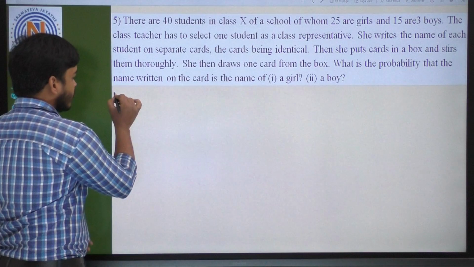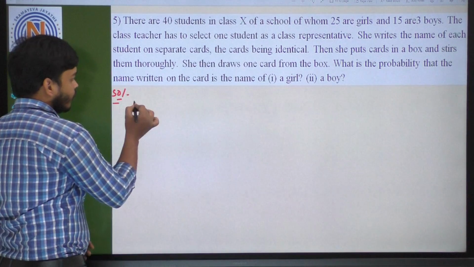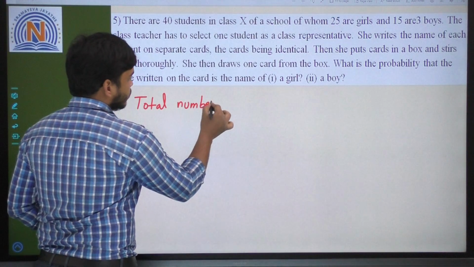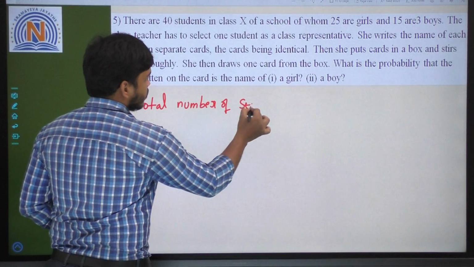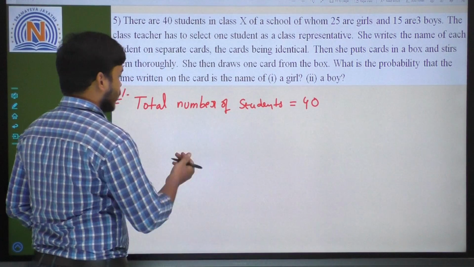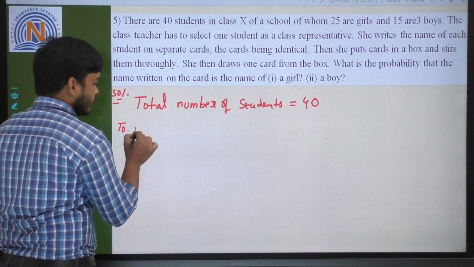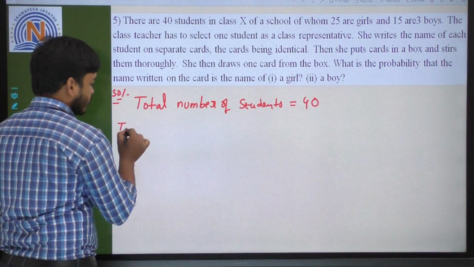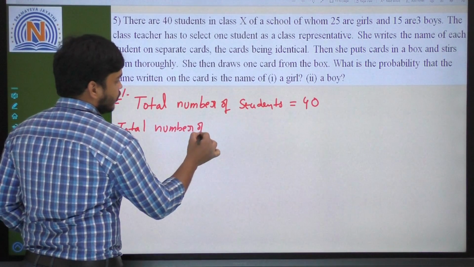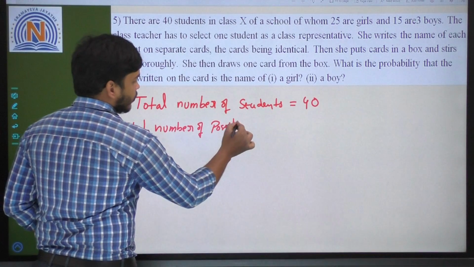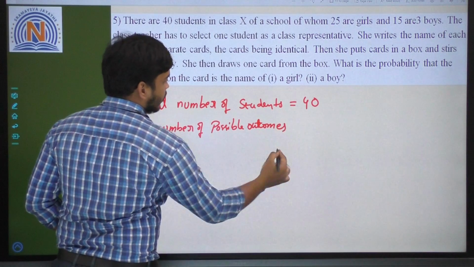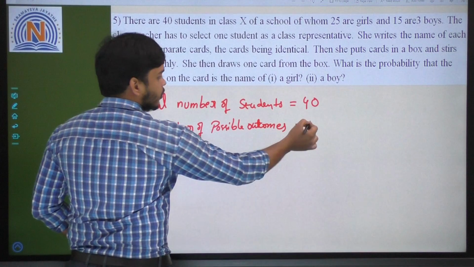So total how many students are there? Total number of students is 40. This is the possible outcomes. Total number of possible outcomes is 40.